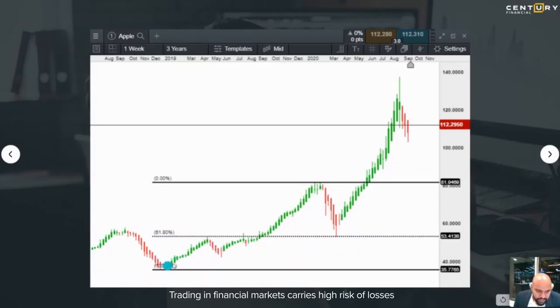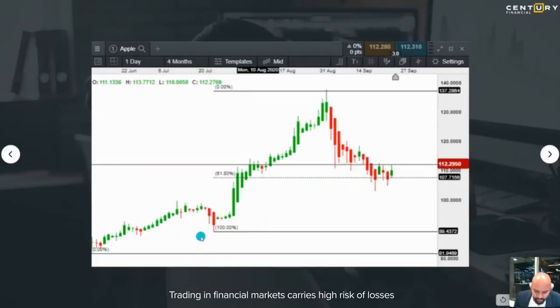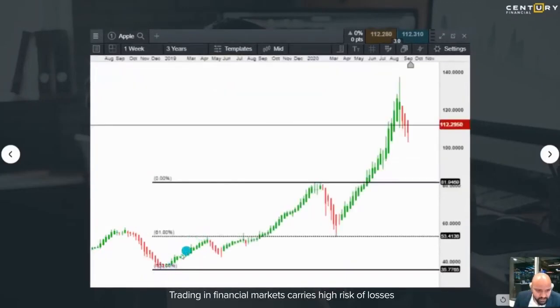Now let's look at this small rally over here. If you measure this rally alone, and this drop, if I take this entire rally as 100%, this drop is a drop of 61.8. Again, I will show it to you on the live chart.